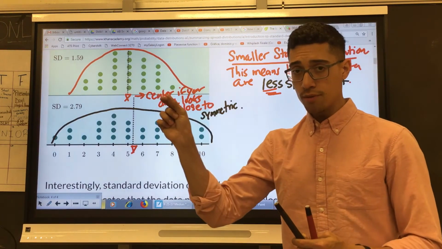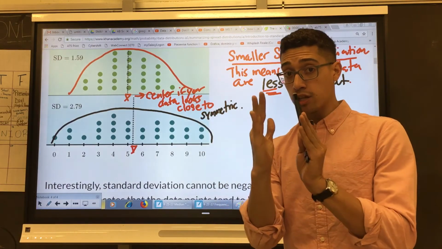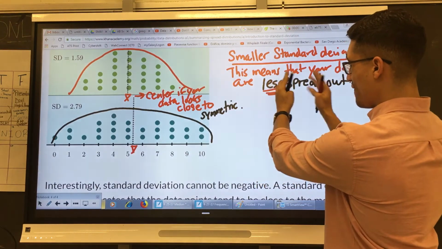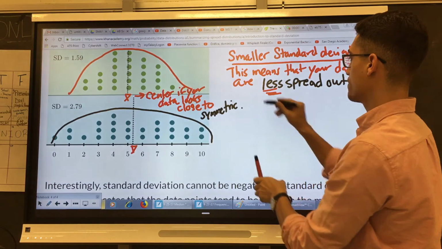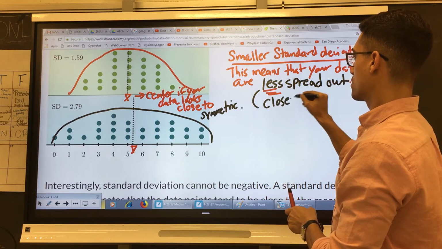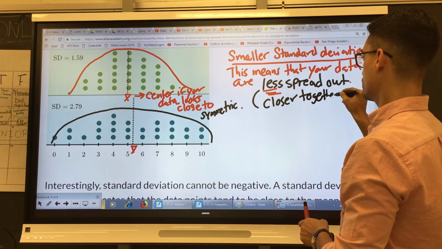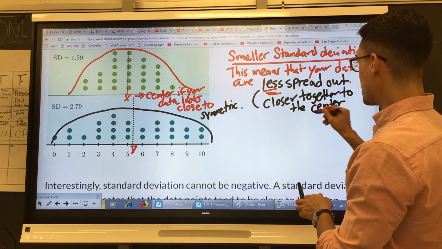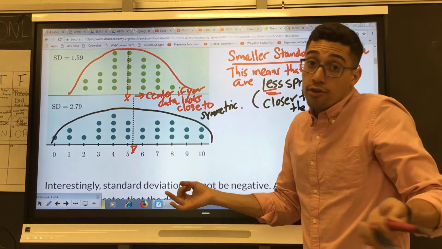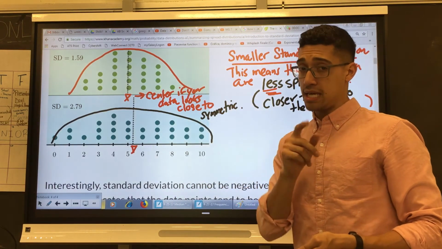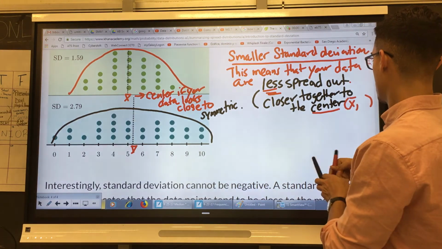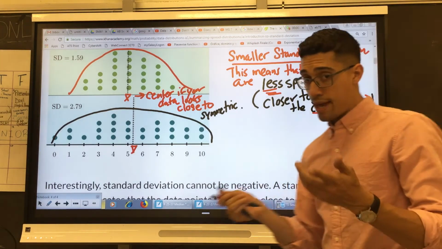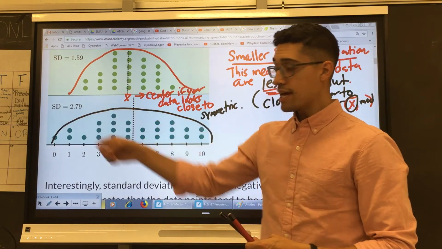If that number is smaller, then most of the data is actually really close to the center, to the mean in this case. So that's what I'm gonna write here. The less spread out, if it's not that spread out, everything is closer together. And again, the center could be the mean or the median. It just depends. In this case, it's the mean, okay? Okay, it depends.